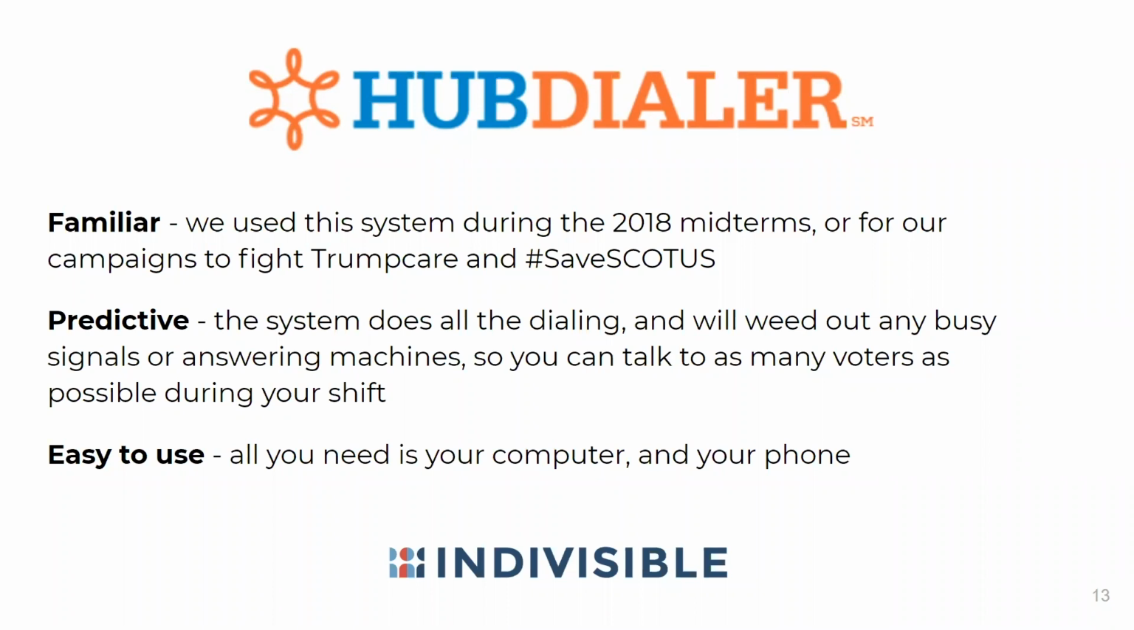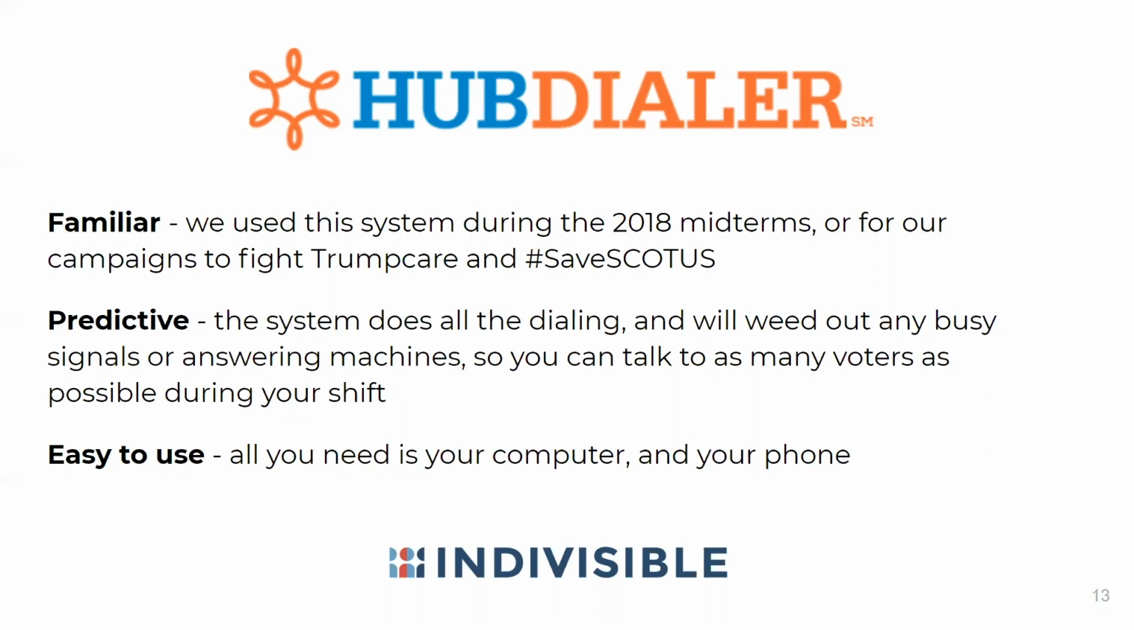All calls will be made through a program called HUBDIALER, which is a predictive dialing platform we will use to call voters directly. For those who have made calls with us before, whether during the fight to stop Trump Care or the fight to save SCOTUS, we've had great success using the platform. The system will dial all of the phone numbers for you, which means that we can weed out any busy signals or answering machines. This allows you to spend as much time as possible talking to voters in real time during your shift. It's also really easy to use.